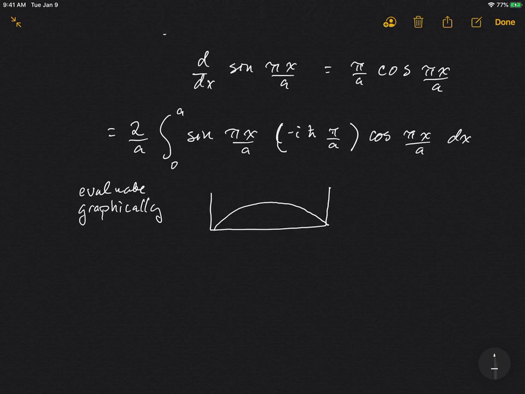The cosine is going to start off with a value of 1, and then halfway through the box, so at pi over 2, it's going to go through 0, and then it's going to go positive. So it's going to look a little bit like that. So that's the cosine, and that's the sine over that range from x equals 0 to x equals a.